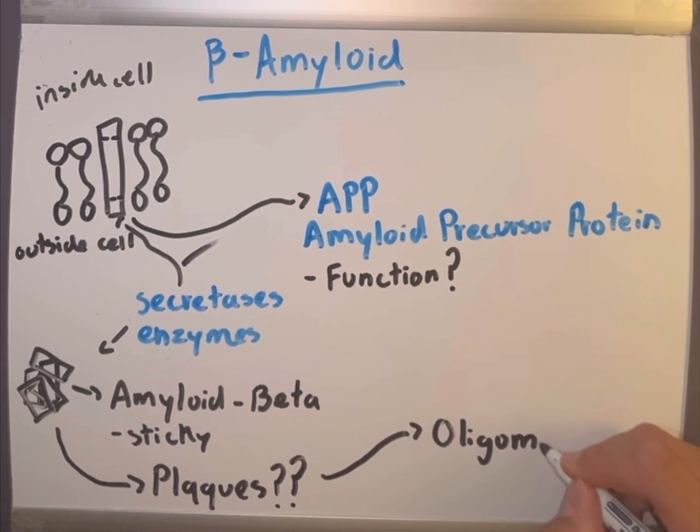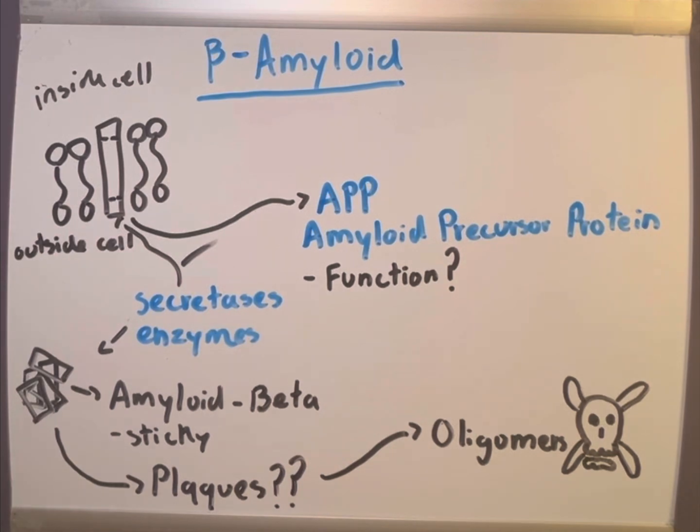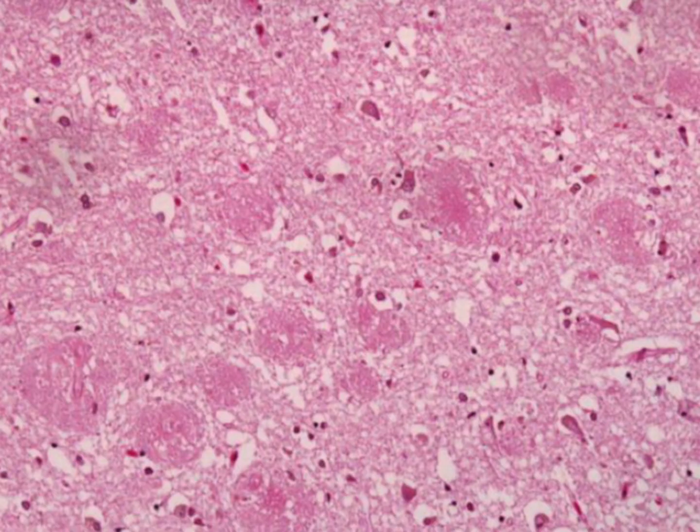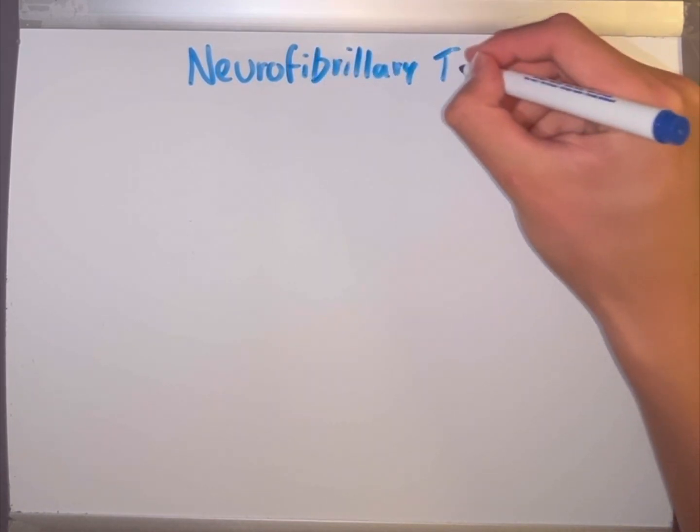These plaques were initially believed to be what causes Alzheimer's, but recent studies suggest that these plaques are simply a hallmark of the disease. But a more toxic form of beta amyloid aggregation are the insoluble oligomers. This is an example of how amyloid plaques look on histology, and recall that this occurs outside the neurons in the extracellular matrix.